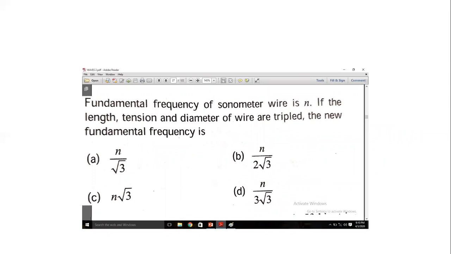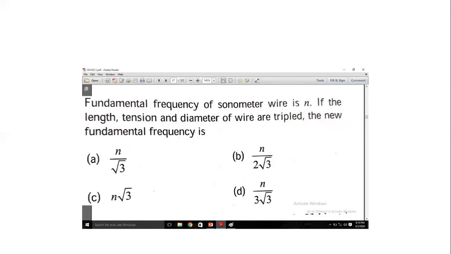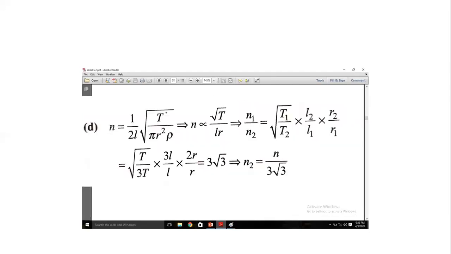The fundamental frequency of the sonometer wire is N. If the length, tension and the diameter of the wire are tripled, then what is the new fundamental frequency? So we have the laws of vibrations of a stretched string. You know that the expression for fundamental frequency is N equals, actually the original equation is 1 by 2L square root of T by pi rho. Here we have just simplified this as per the given data: length, tension and the diameter.